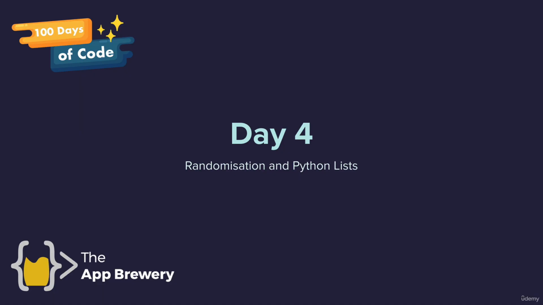Today is day 4, and we're going to be focusing on randomization in Python, and we're going to be learning about Python lists. Now, randomization in any sort of programming language is really useful because if we want to create a game, if we want our program to do something different each time, then we need to introduce a little bit of randomness, right? So we're going to be looking at using the random module in order to achieve this.